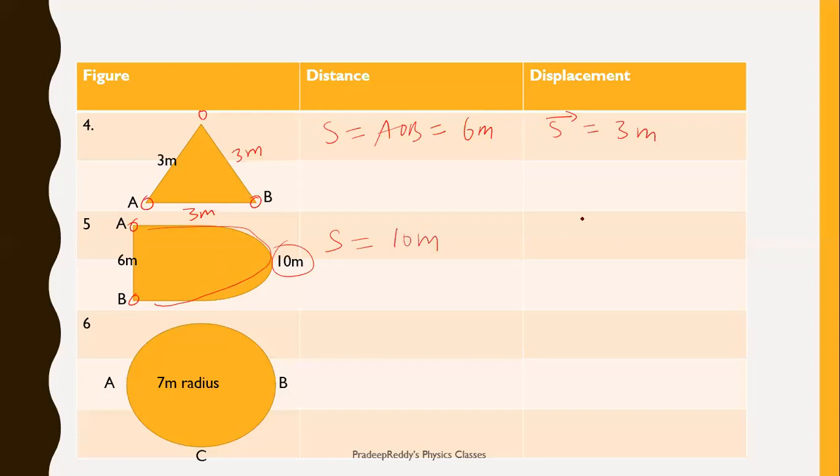And the displacement will be the shortest length between AB, that is 6 meter downward. 6 meter is downward.